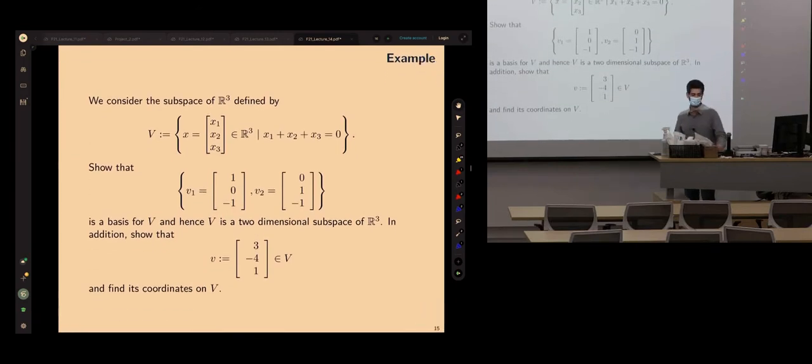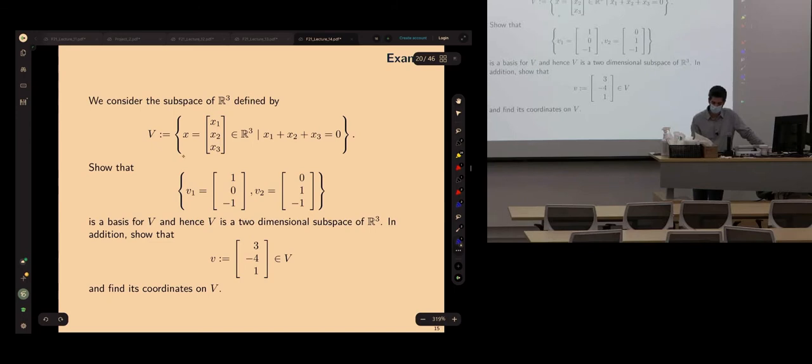Let's look at an example. Now consider a subspace of R3. The subspace is defined such that you have 3 vectors, x1, x2, x3, such that the sum of the entries of your vector equals 0. Now you need to, of course, show that this is a subspace, but the question is telling you this is a subspace. As an exercise, you can verify that.